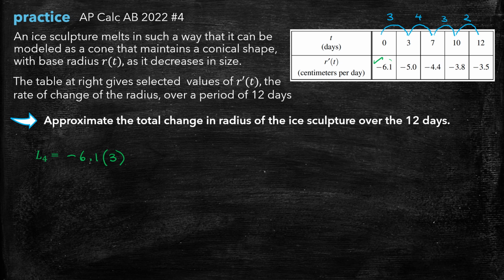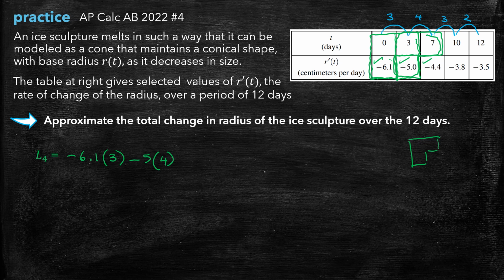And I have a nice way of coding this. Notice that it's like a little Tetris shape. I have negative 6.1 times that interval 3, and the next value will be negative 5 times this interval. So minus 5, and that interval has a length of 4. I'm kind of maintaining looking at these shapes.